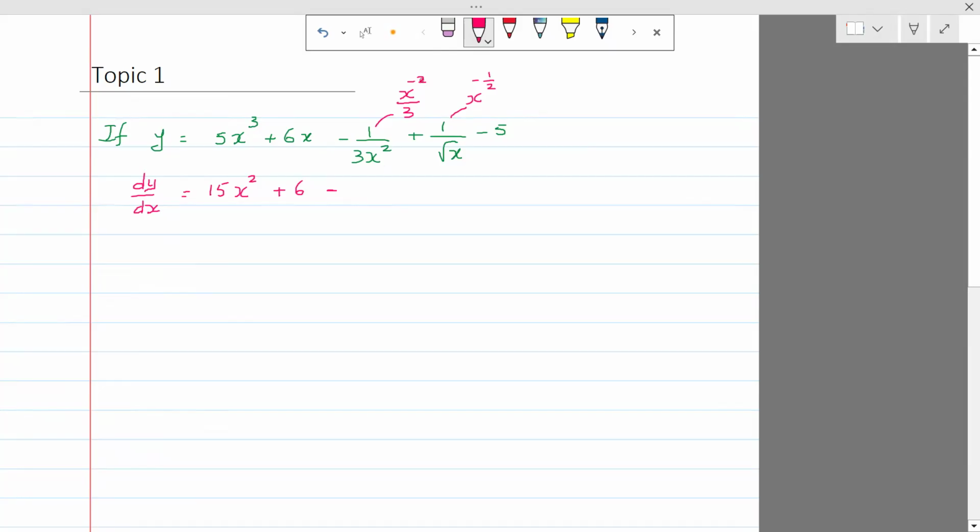I'm going to bring the minus 2 in the front. Minus 2. And this one will become a 3 in the denominator. Minus 2 minus 1 becomes minus 4. And now this one, I bring the minus half here. And this one becomes minus half minus 1. This becomes minus 3 by 2.